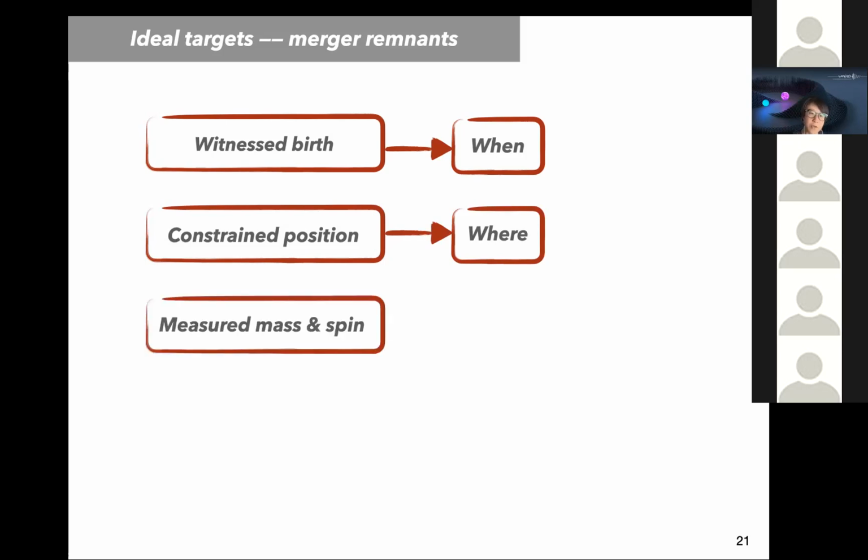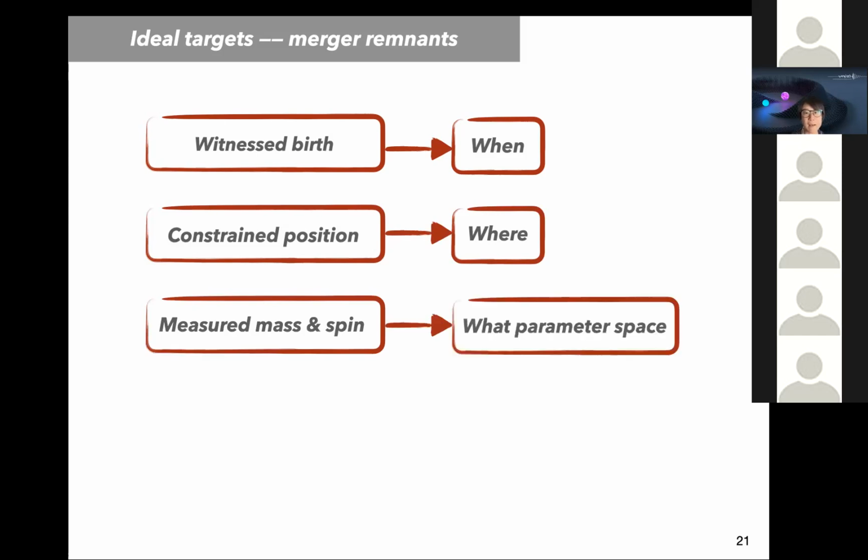And third, they have well-measured mass and spin from the parameter estimation of the gravitational wave event. That actually gives us additional information about what parameter space we can focus on and put most of the computing resources into that narrow range.